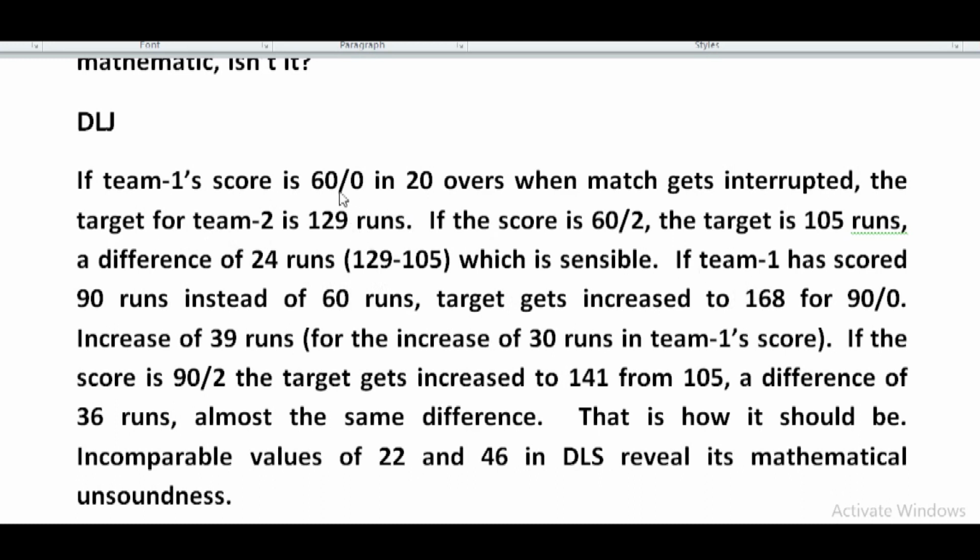This case means when no wickets are lost, and when 2 wickets are lost, it is 141 minus 105 is equal to 36. Almost the same. 39 and 36, almost the same. So it has to be like that only. So, this example also clearly reveals that the proposed method is much more sensible than the method used by ICC.